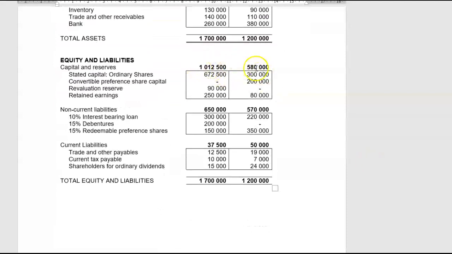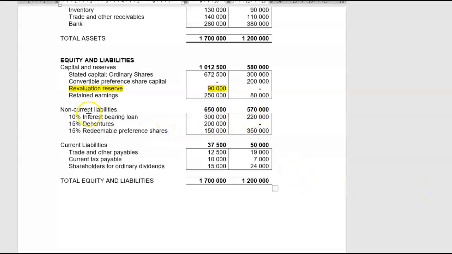You can see quite an increase there. Convertible pref shares, there's nothing left at the end of the year, so obviously something must have happened with that. Revaluation reserve, 90,000. So when we get to PPE, don't forget about that one. Last year, nothing. So that full 90,000 must have happened in the current year.